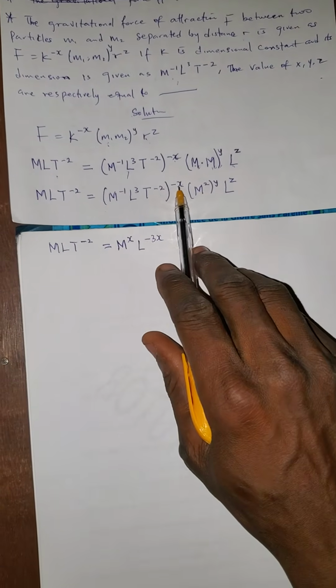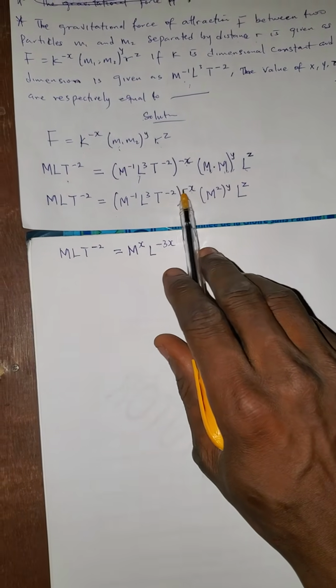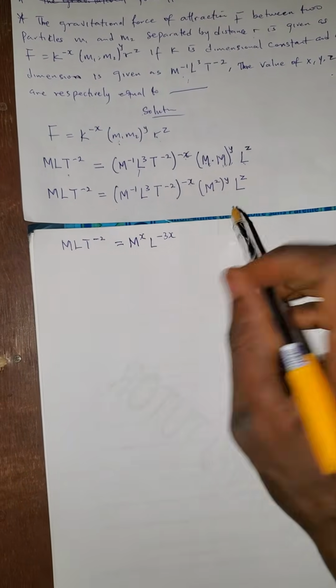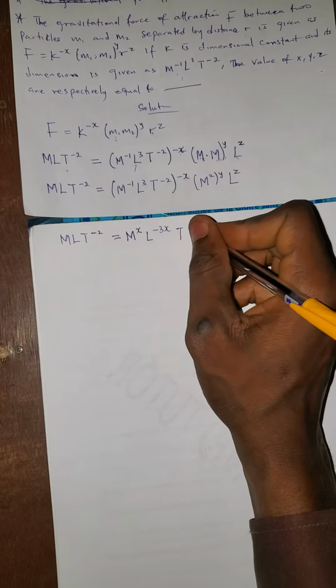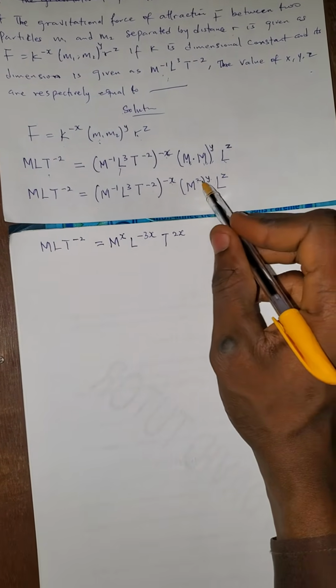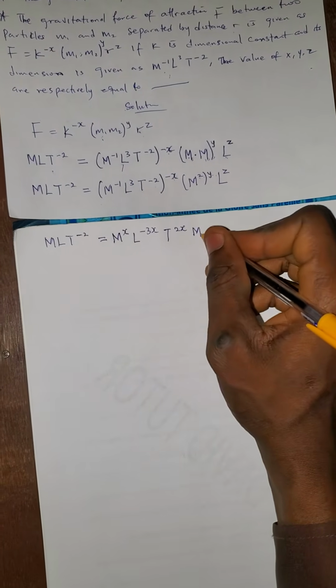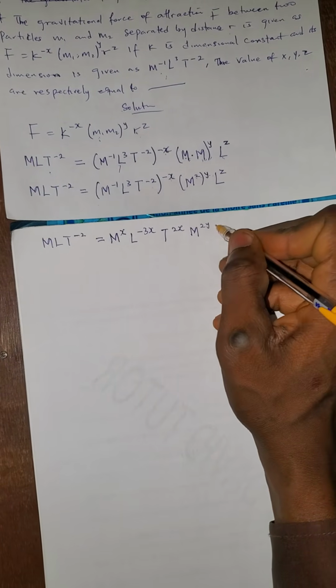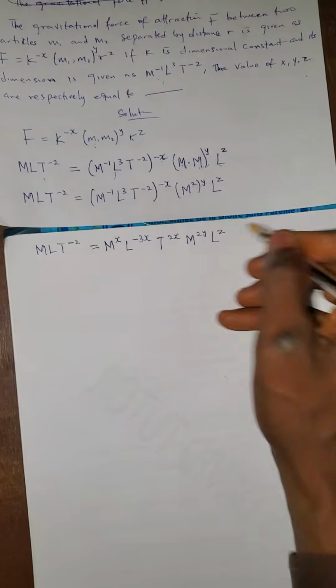Minus 2 times minus X will be 2X, because minus times minus will be plus. So we have T raised to power 2X. Then multiply this: 2 times Y will be 2Y, so we have M raised to power 2Y. Then this one, we have L raised to power Z.